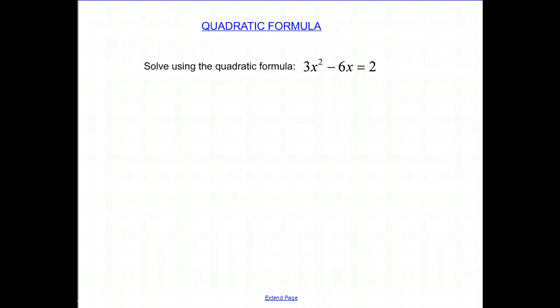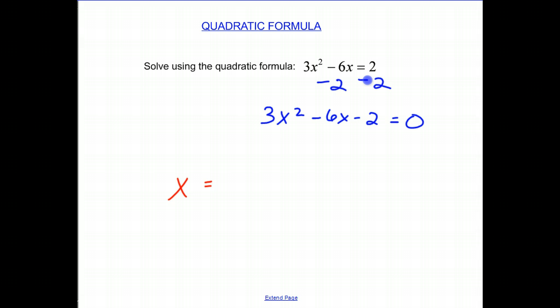So here we have to solve it using the quadratic formula: 3x squared minus 6x equals 2. The problem here, our equation does not equal 0, and the first thing we always have to do before starting to solve is make our equation equal to 0. So my first step here is going to be subtract that 2 on both sides to get 3x squared minus 6x minus 2 equals 0. Now that I'm in that general form of ax squared plus bx plus c equals 0, I can move on and solve from here. So again, let's write down our formula.